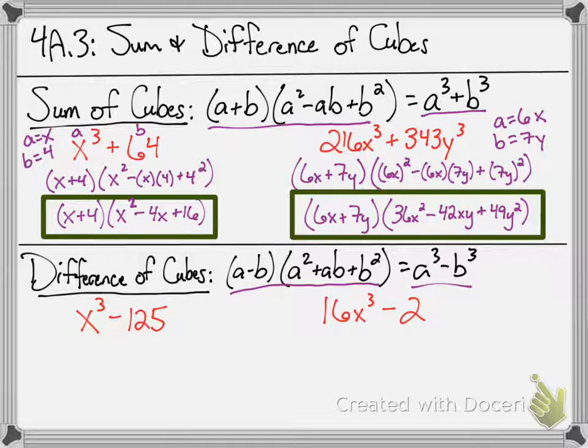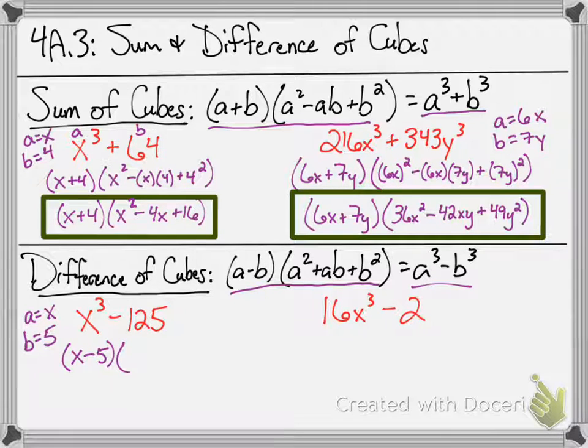So if we look at x cubed minus 125, for the A term again, take x cubed, find the cube root. A is going to be x. For B, take the cube root of 125. B is going to be 5. So now all I'm going to do is take those terms, plug everything into our format. So now we have A minus B, so it's going to be x minus 5.